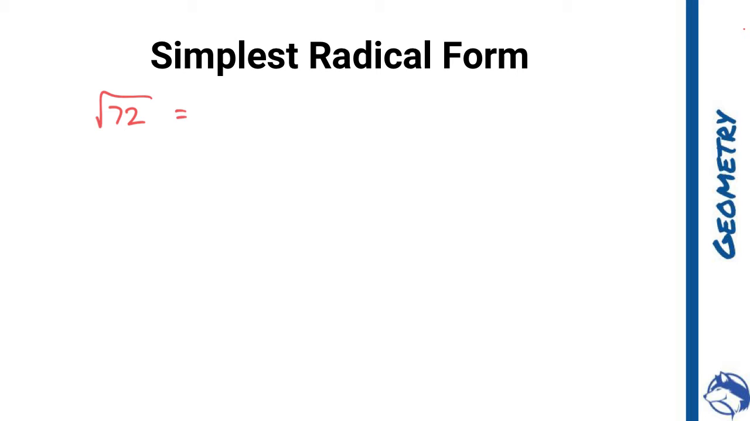So the square root of 72 has 36, which is a perfect square going into it. So I'm going to write this as the square root of 36 times 2. Which is the square root of 36 times the square root of 2, which is going to end up being equal to 6 times the square root of 2.